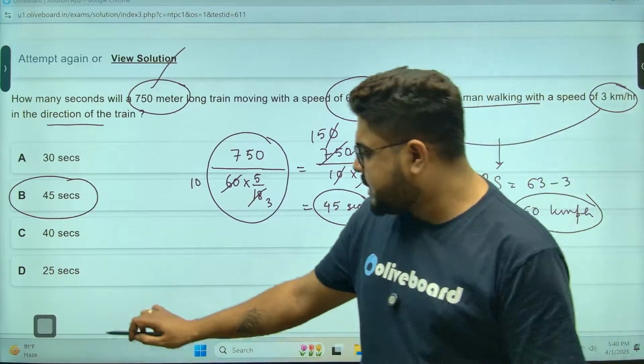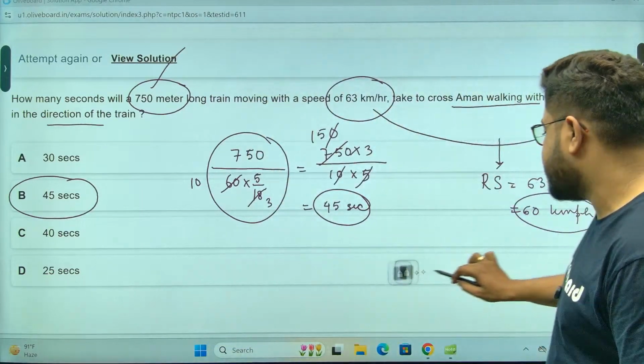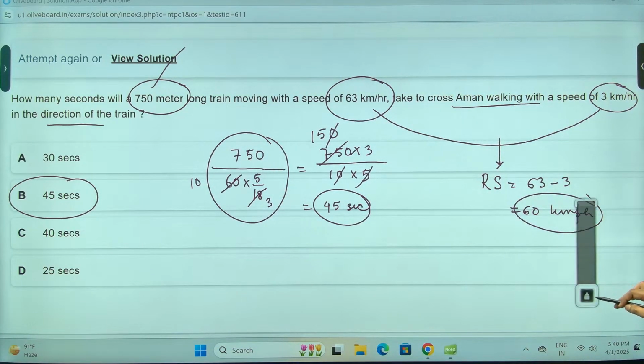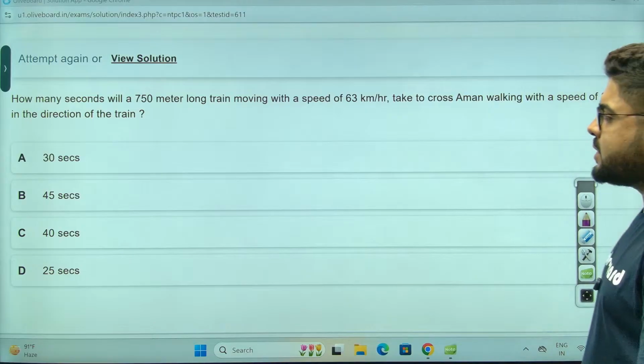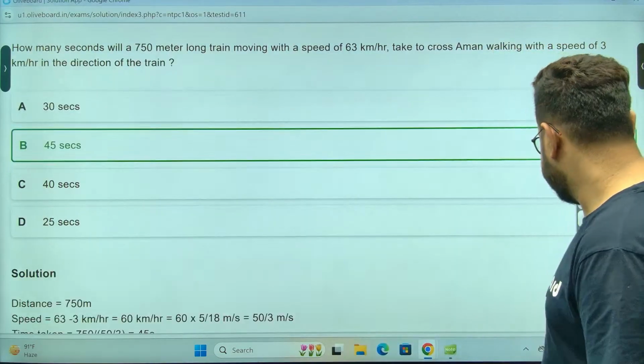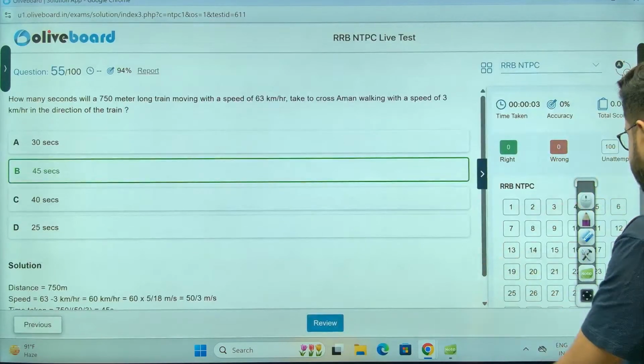Rajkamal, Arghamita, Pitampura, absolutely correct, you guys, sir. 45 seconds is the answer. Right, sir?